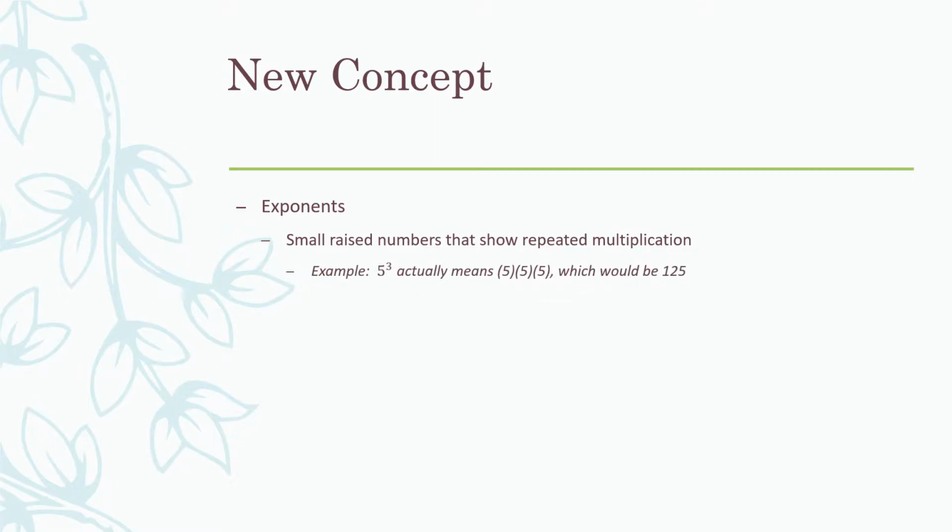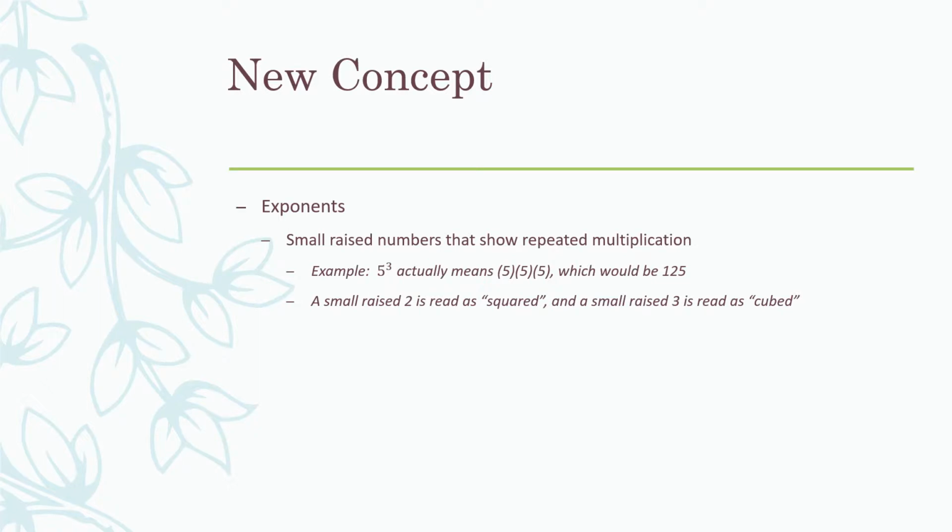So today we're going to talk about exponents. Exponents are the small raised numbers that show repeated multiplication. An example, 5 with a raised 3 actually means 5 times 5 times 5, which would be 125. You have to be careful. A big mistake people make is thinking that that little raised 3 is just times 3. So they would say, oh, it's 5 times 3, it's 15.